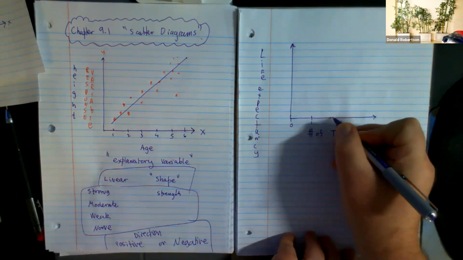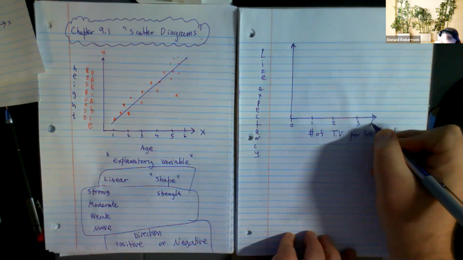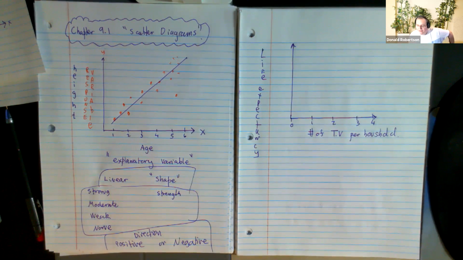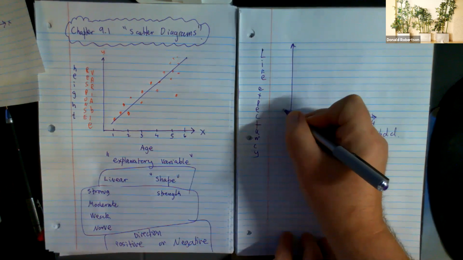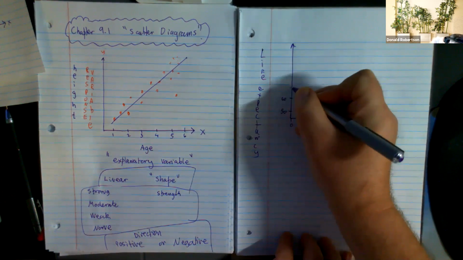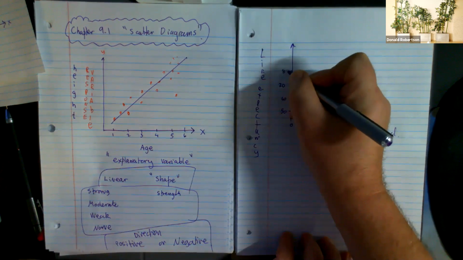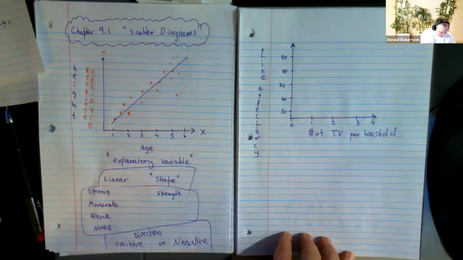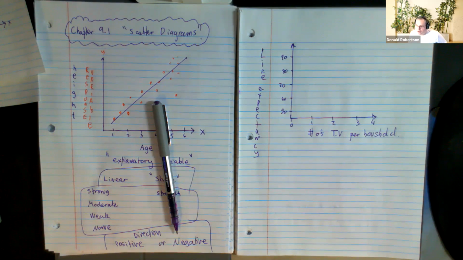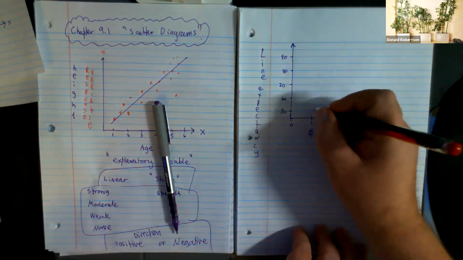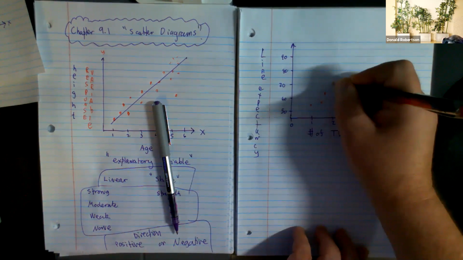0, 1, 2, 3, 4. The average number of televisions per household in a country. So each one of these dots is a country. And you have life expectancy: 50, 60, 70, 80. I guess there might be some places in the world with 90. If you plot a country's average number of TVs per household against life expectancy, the average age a person in that country lives to, you get a positive linear correlation that is actually pretty strong.